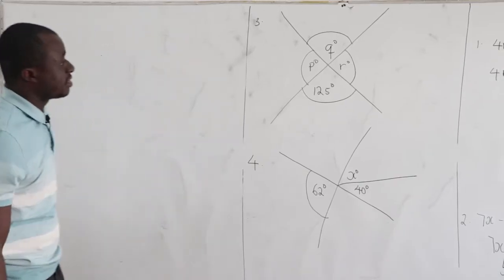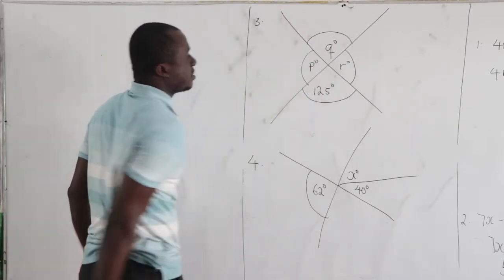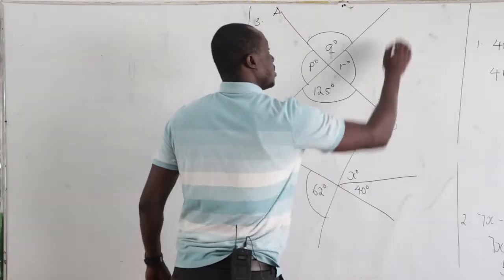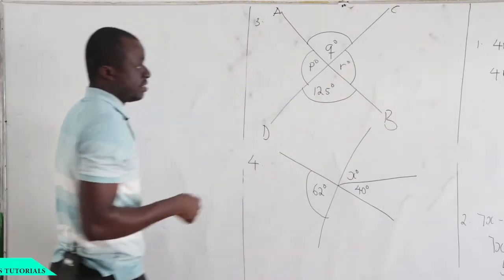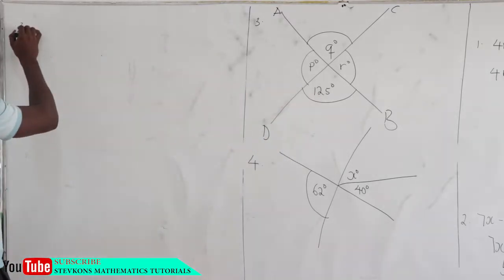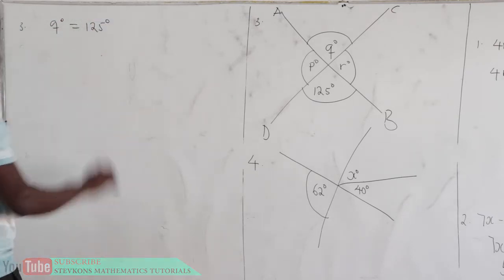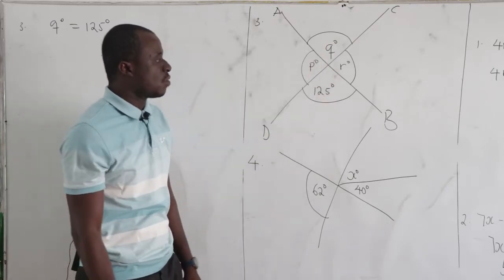Now let's consider the third one. Now there's a straight line. This is also another straight line. Okay, if this is AB and then this is CD. Now AB and CD are straight lines intersecting. So clearly what can we see? Q degrees is equal to 125 degrees. Why? Opposite angles are equal.